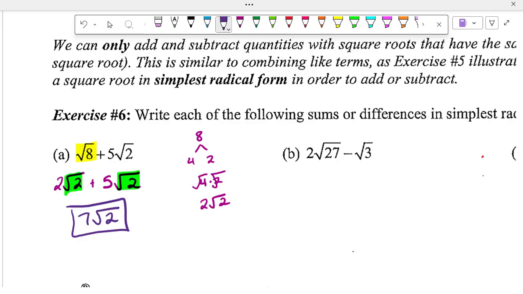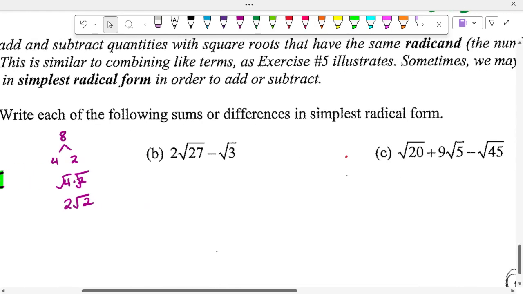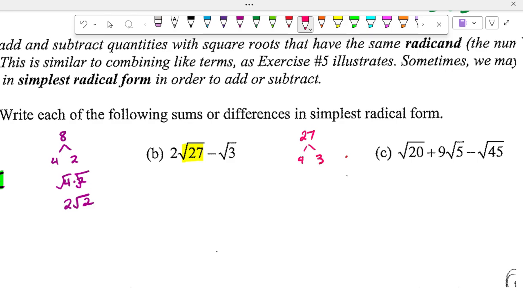So let's look at letter B. Which radical do you think I could simplify? 27. Now, let's take a guess. What number do you think will be left under the radical when I simplify? 3. Because we have another square root of 3. So we're going to shoot for a square root of 3. All right. So we're going to leave the 2 alone for right now on the outside, but we're just going to simplify the square root of 27. So what are 2 factors of 27 besides 1 and itself? 9 and 3.